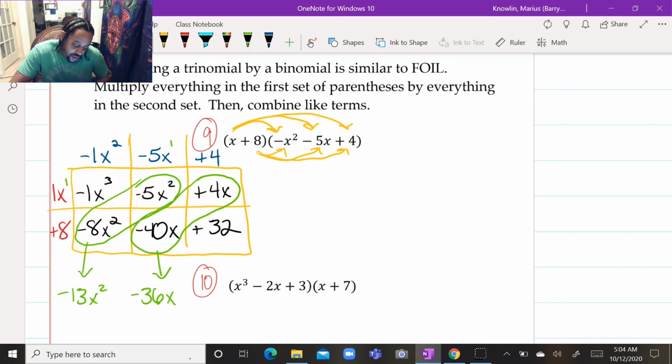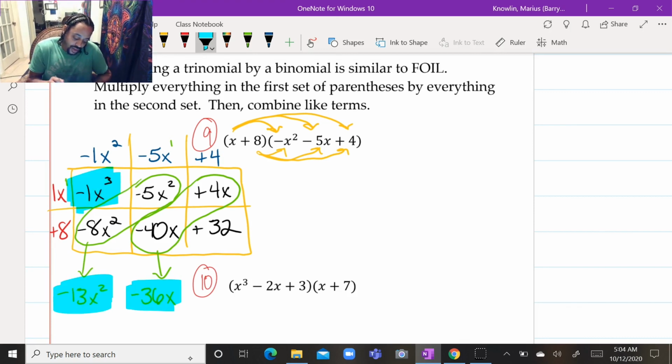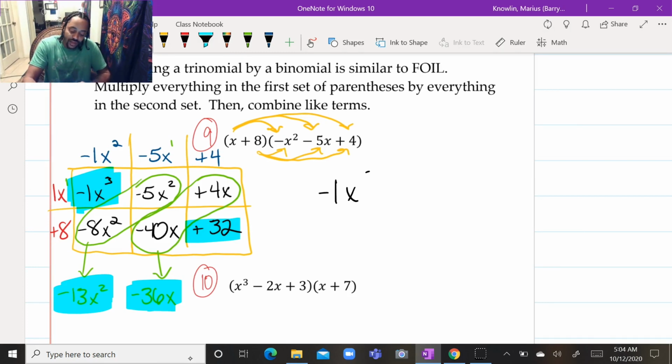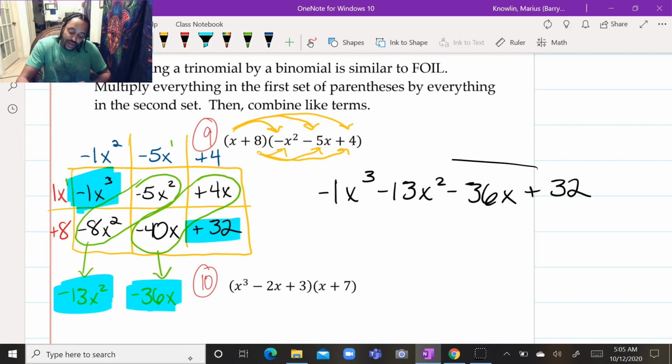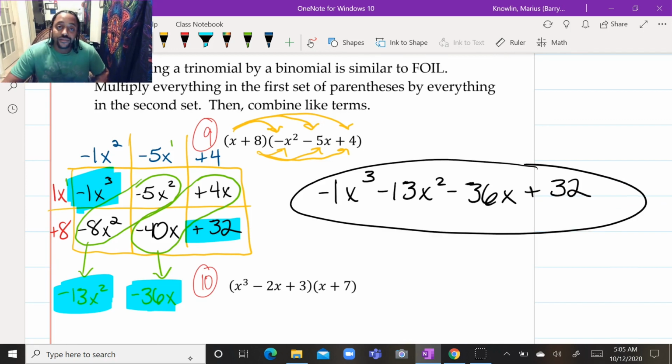Now we take all of those terms, this one here, that one there, that one, and that one, and we write them as our final answer. So negative 1x to the third minus 13x squared minus 36x plus 2. And that would be our final answer.